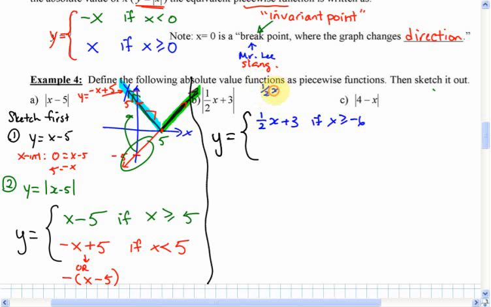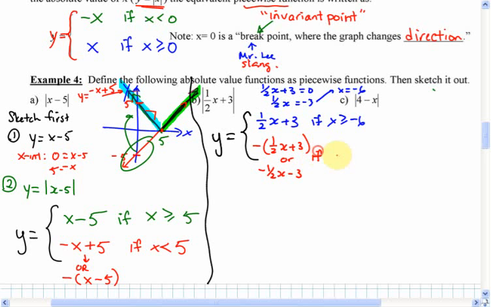Just make the y 0, right. 1 half x equals negative 3. X equals negative 6. Remember, the invariant point or the break point always is when y equals 0. Good. So what's the other part of my graph going to look like, or the equation going to look like? Just put a negative in front. Yeah. Or I'll say negative 1 half x minus 3.